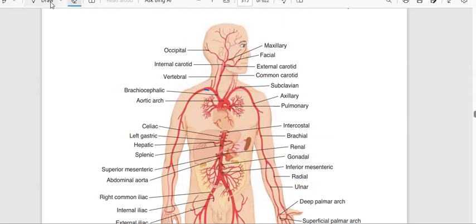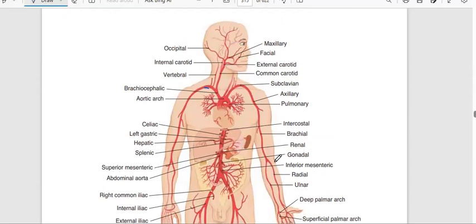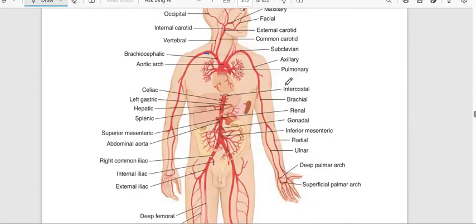Okay, next we have the thoracic region. When you reach the thoracic region, we have the thoracic arteries, also called intercostal arteries. Okay. Next we have the celiac artery, and this supplies the celiac region. The left gastric artery will supply all the abdominal region.